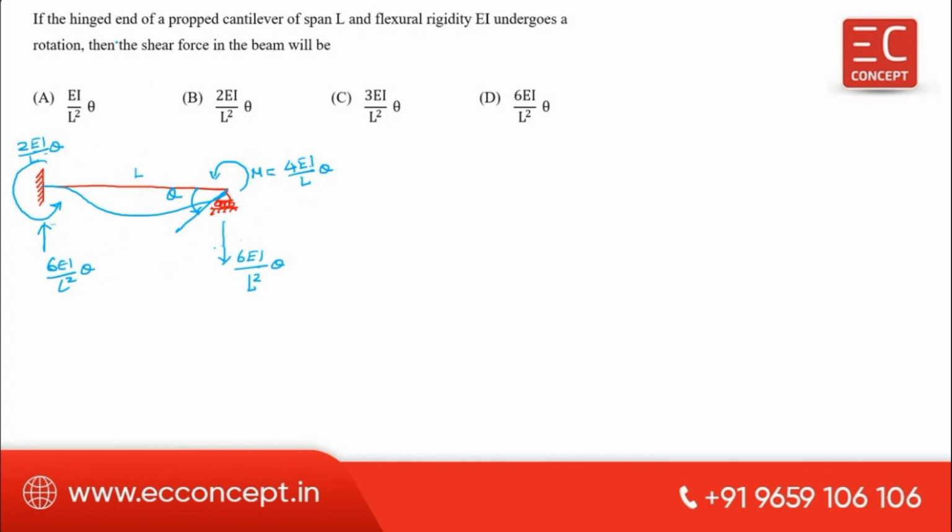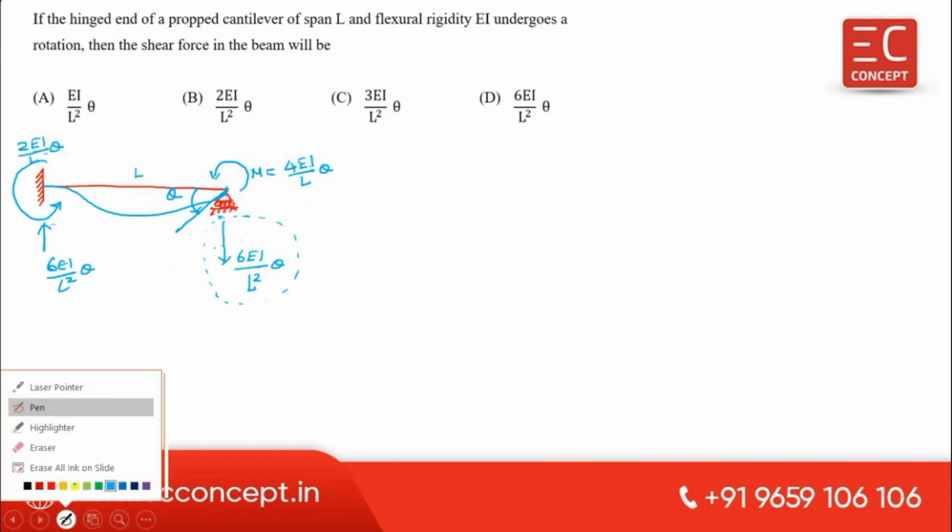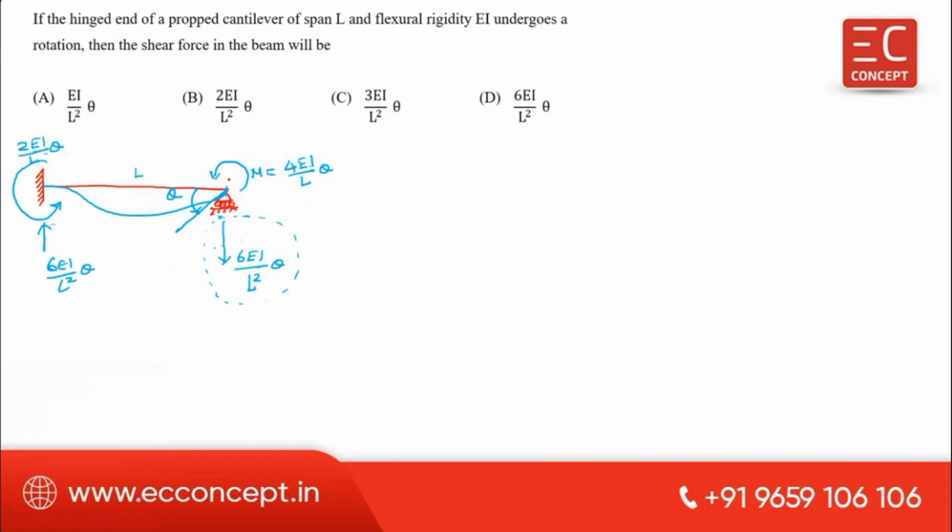Now, they are asking the shear force at this point. At this point, which one is responsible for shear force? This reaction is responsible for shear force. Therefore, this is the reaction which is responsible for shear force at this point. At this point only they are asking, because we gave a rotation theta at this point. So they are asking shear force at this rotation end. Answer is D. Okay, so answer is this one, D.